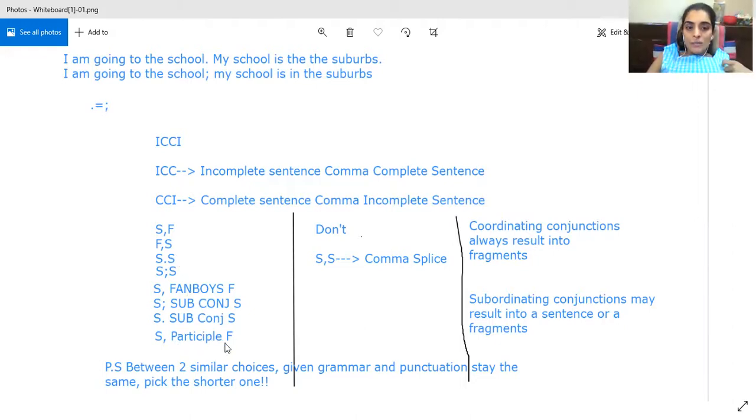And then of course participle is ing. So sentence, comma, participle fragment, right? And then between two similar choices, given grammar and punctuation stay the same, pick the shorter one. ठीक है? That's the standard.